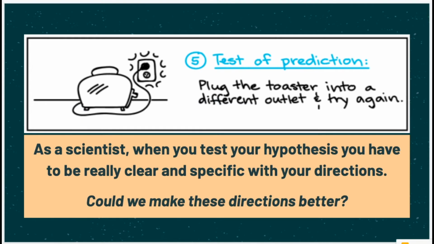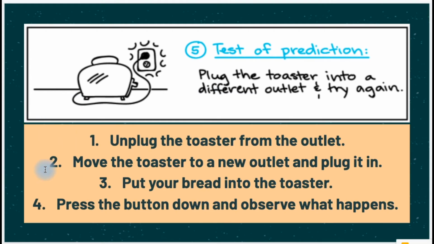I think we can. So here, please write down these 4 directions as an example of clear, specific directions. The first thing you would do is unplug the toaster from the outlet, because if you tried to move it without unplugging it, that would be dangerous. You move the toaster to a new outlet and you plug it in. Then you put your bread into the toaster, you press the button down, and you make observations, okay? These 4 directions are more clear and specific than the original ones, and they would make it easier for another person to test your hypothesis in the same way.